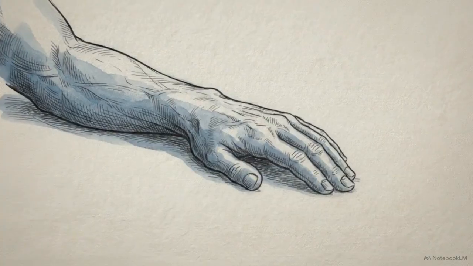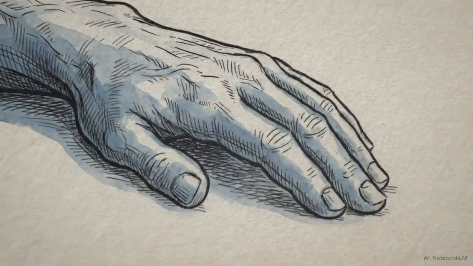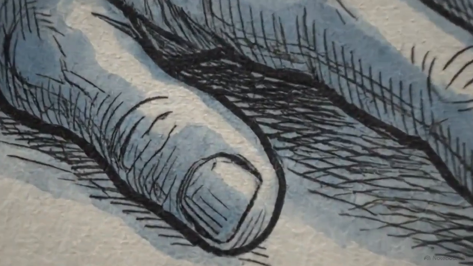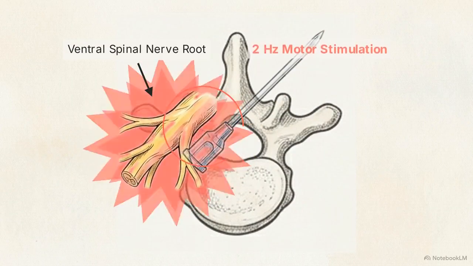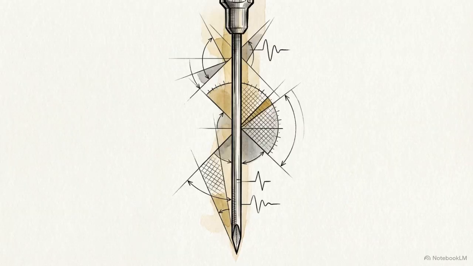Next comes the final failsafe, a 2 Hz motor stimulation. This test ensures there is no distal muscle contraction in the patient's arm or hand. If contraction occurs, it means the needle is too close to a ventral spinal nerve root, and applying heat would cause catastrophic motor damage. Radiofrequency ablation is not a blind injection. It is a rigorous, calculated exercise in spatial geometry and electrical confirmation.